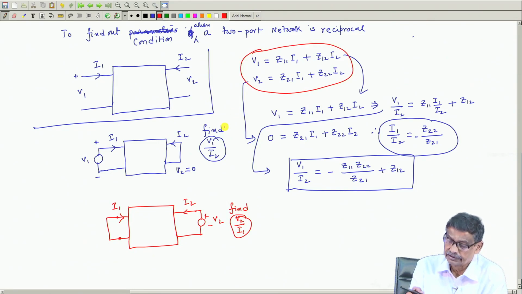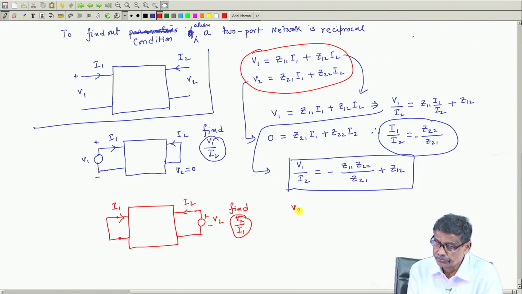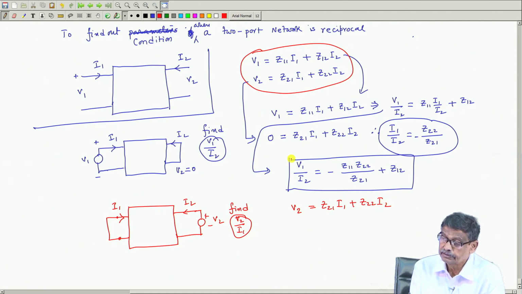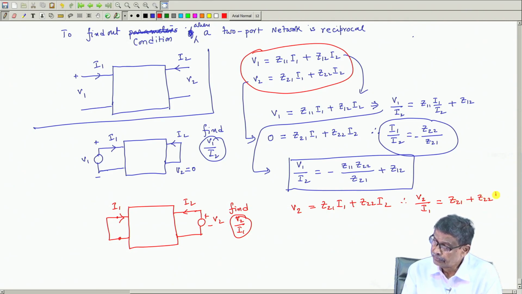Once again I go to those equations, and V 2 by I 1 is to be found out. From the second equation, V 2 is equal to Z 2 1 I 1 plus Z 2 2 into I 2. Therefore, V 2 by I 1 will be equal to Z 2 1 plus Z 2 2 into I 2 by I 1. Then who will give me this ratio I 2 by I 1?